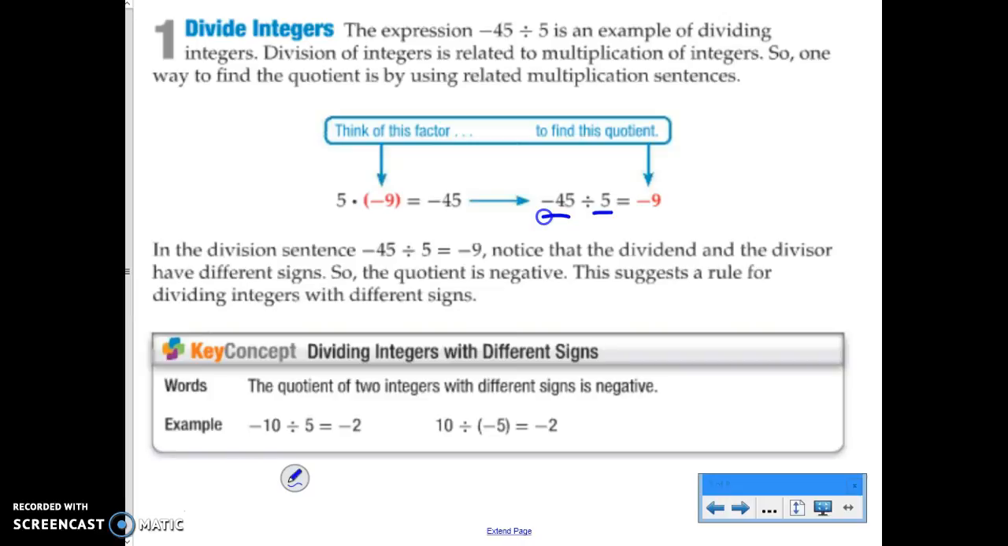This suggests a rule for dividing integers with different signs. So here, remember that the quotient of two integers with different signs is always going to be negative. So a negative 10 divided by a positive 5 gives us a negative quotient. A positive 10 divided by a negative gives us a negative.